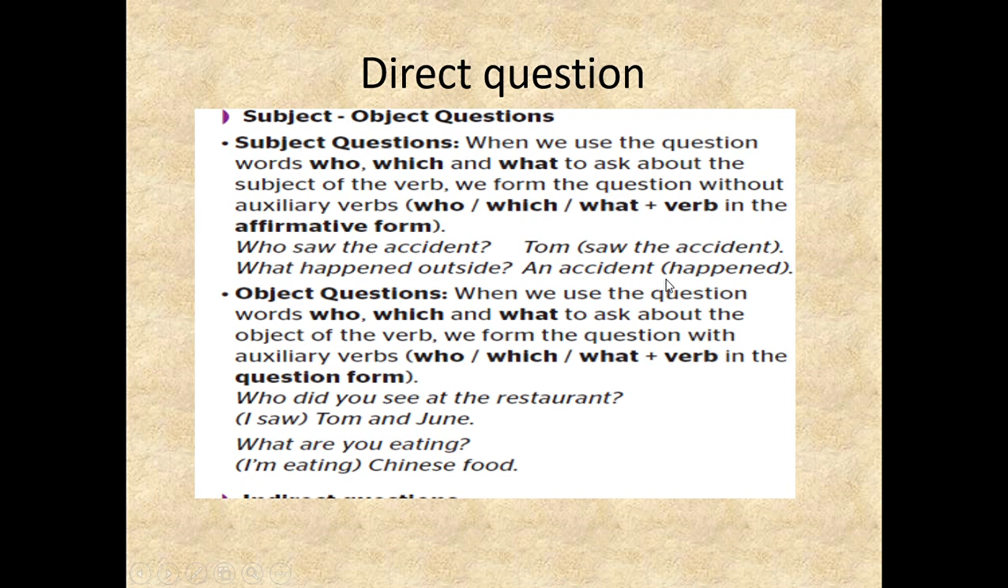An accident happened. While you are asking about object questions, when we use the question word who, which, and what to ask about the object of the verb, we form the question with auxiliary verbs. Who did you see at the restaurant? I saw Tom and Joe. What are you eating? I am eating Chinese food. That's what I have explained before in the previous slide.